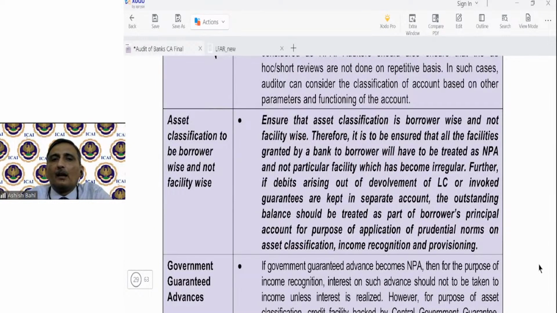So the asset classification has to be borrower wise and not facility wise. Normally, Namrata, there would be a customer ID attached to a bank, and in the CBS system, all facilities would be granted to that customer in one customer ID.